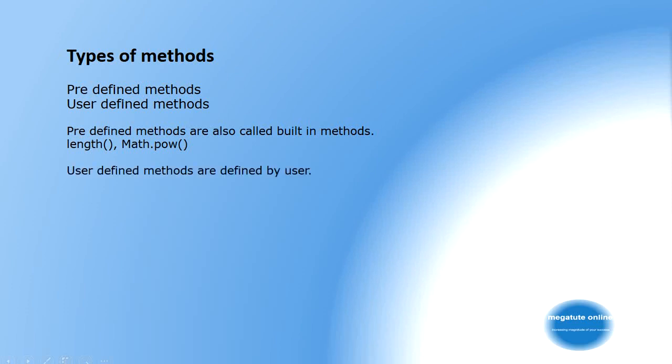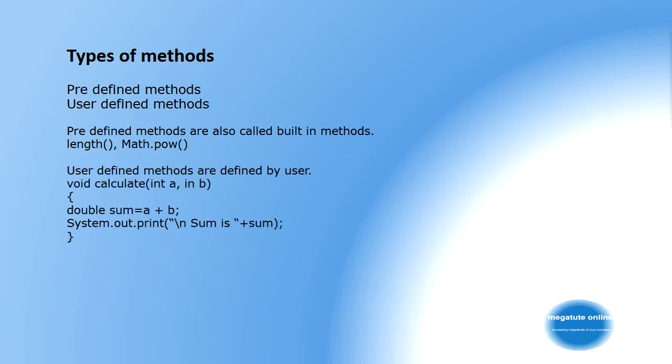Another is the user-defined method, which is defined by the user, as the name says. For example, over here, this method calculate has been defined by the user to do the sum of two numbers. So this method is called a user-defined method. The parameters are a and b, so a and b will be passed to this method. It's going to do the sum of those two values which have been passed through a and b, and then it's going to print the sum. So this is a user-defined method.